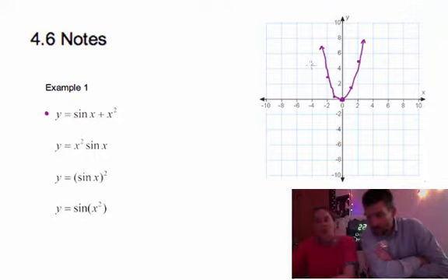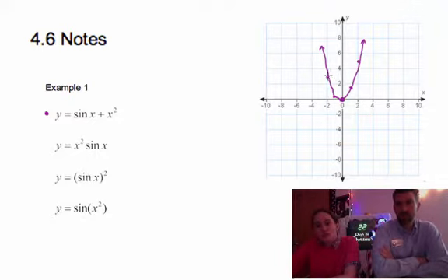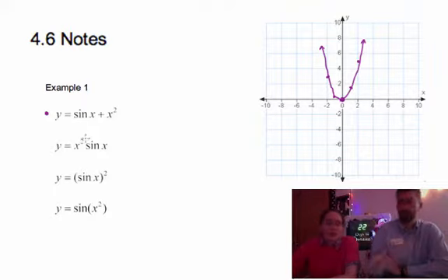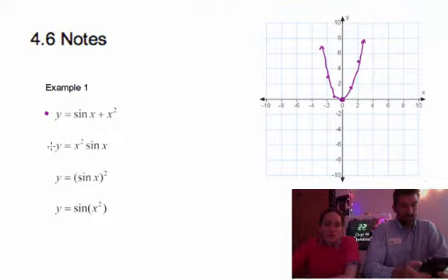We'd have to really examine it closely. You've got x squared, which is a parabola, but you're adding to that the different values of sine x, or subtracting, as it were, if the sine turned out to be negative. Okay. And so let's move on to y equals x squared times sine x.